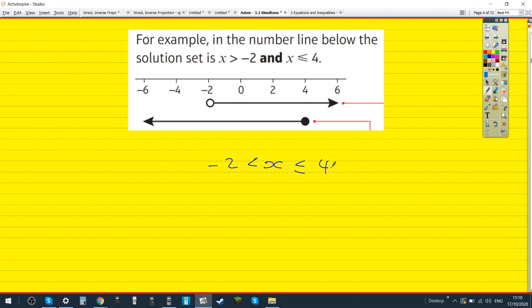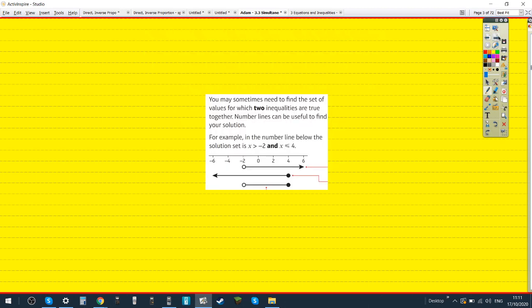Excluding minus 2, including 4. And this way you've gone from having 2 inequalities to just 1. And so here we say, well, x is greater than minus 2. Well, let's say 5 is greater than minus 2, but it can't be that. It can't be 5 because it's also less than or equal to 4. And so you often have to put inequalities together.